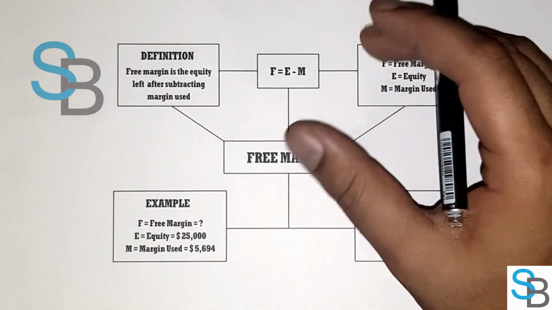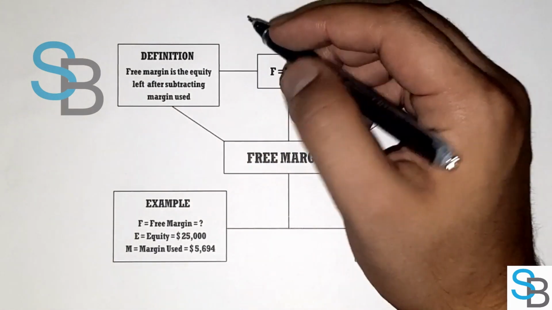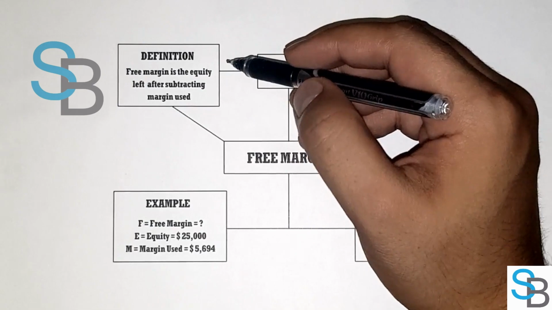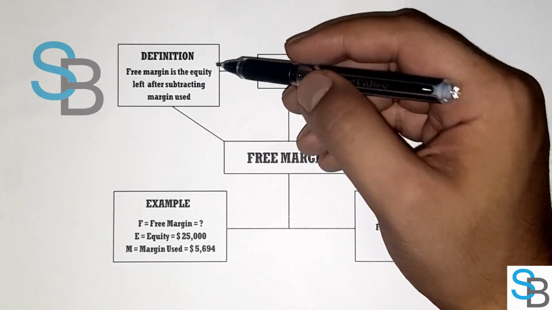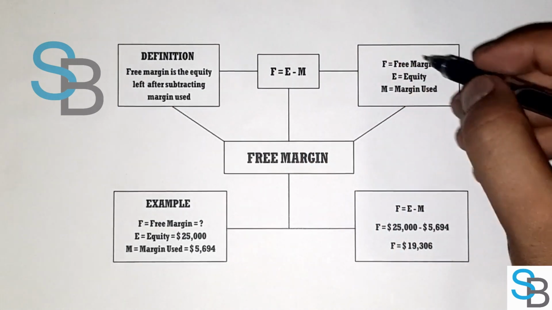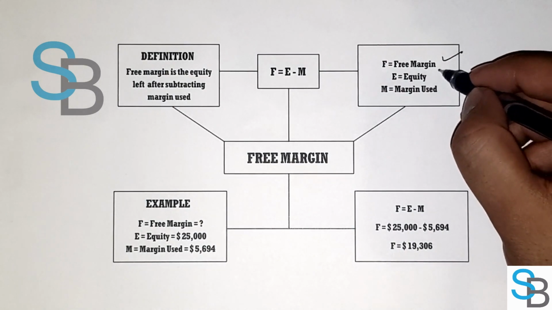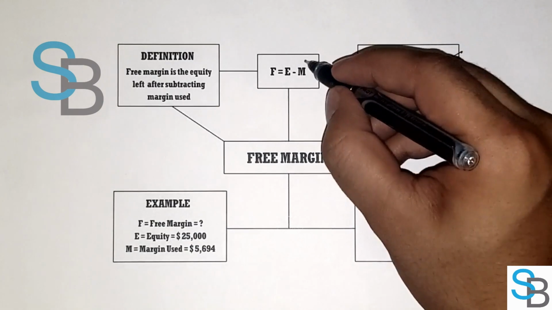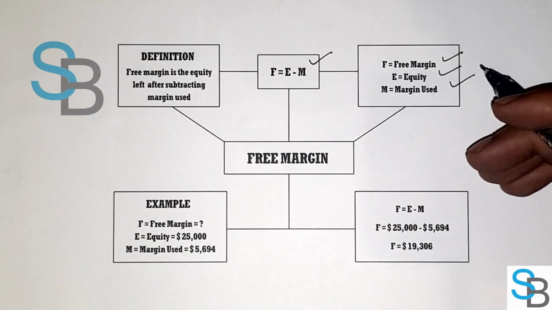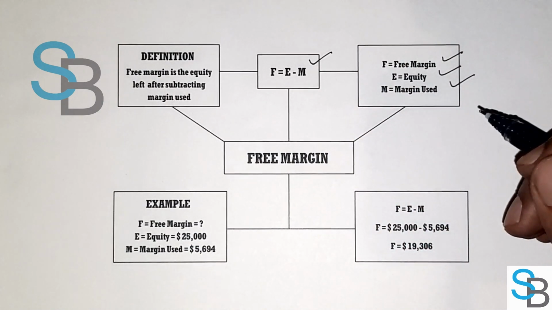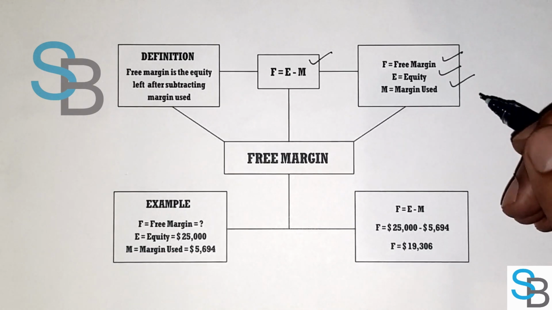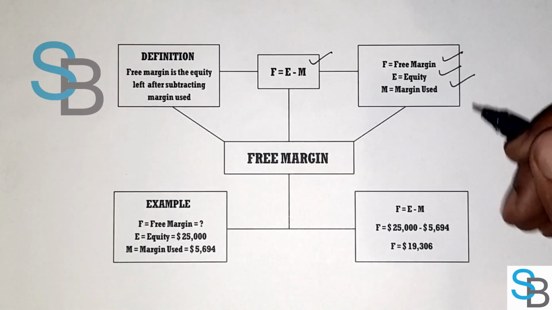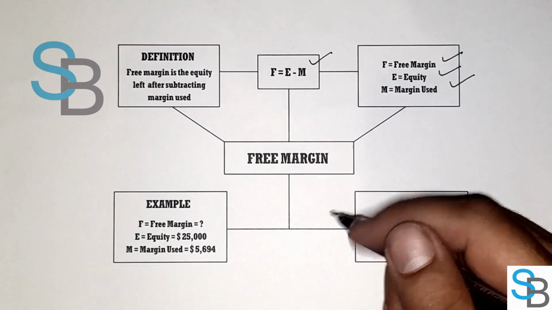Free margin is relatively straightforward. It is the equity left in your account after subtracting the margin you have used to open trades. F is the free margin, E is the equity, and M is the margin used. So in our equation, if you take out the margin used from your equity, you get your free margin, or the amount you have in your account to open further trades.